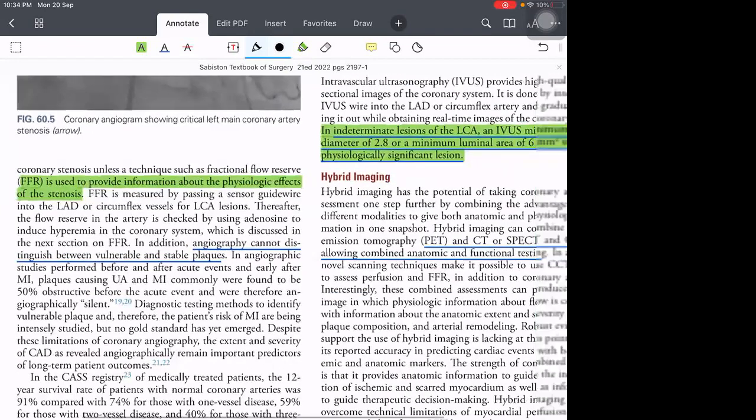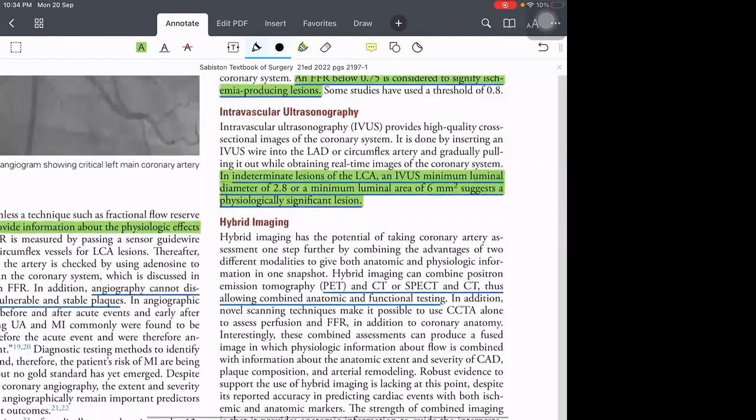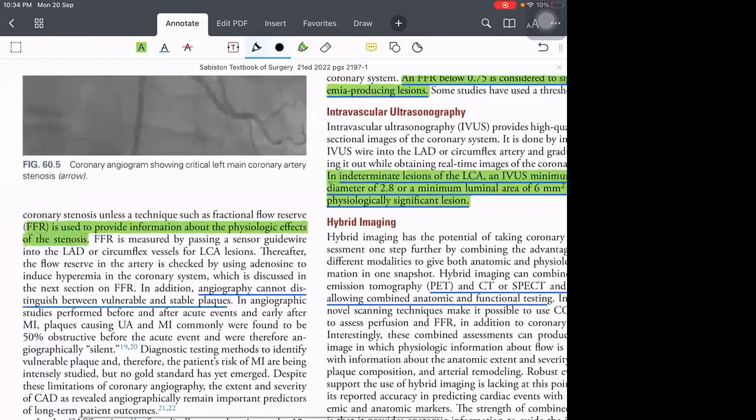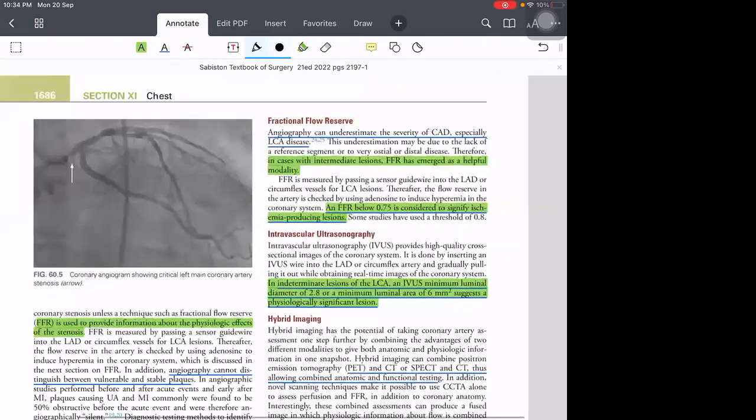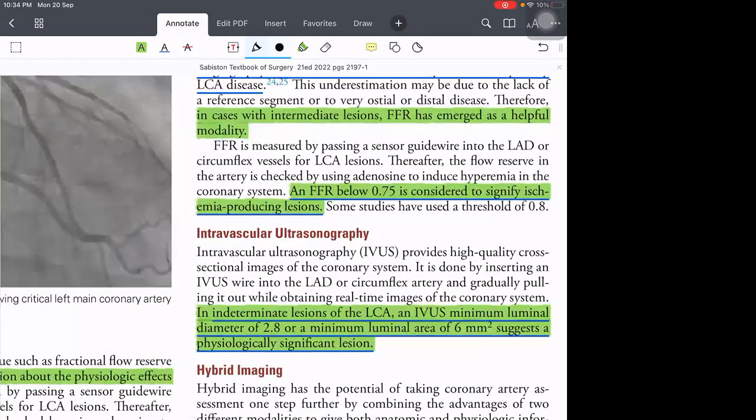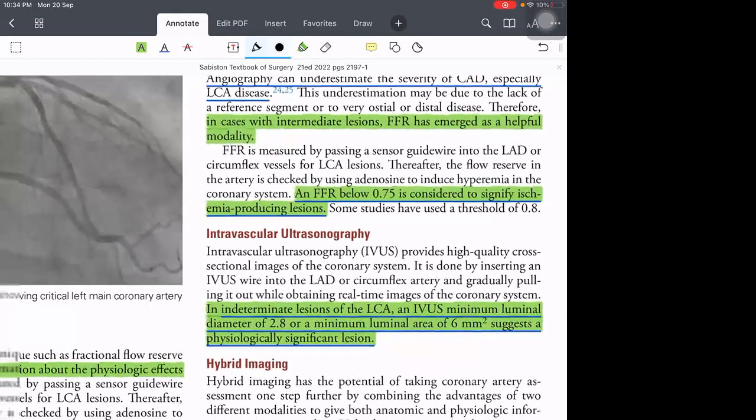We have to know about FFR. FFR is fractional flow reserve. It is used to provide information about the physiological effect of the stenosis. What is a significant FFR? Just remember, an FFR below 0.75 is considered an ischemia-producing lesion.